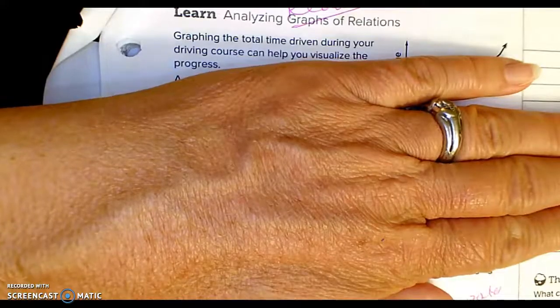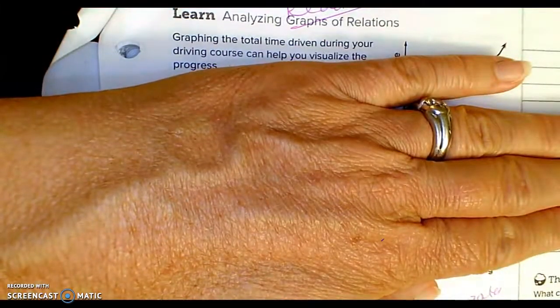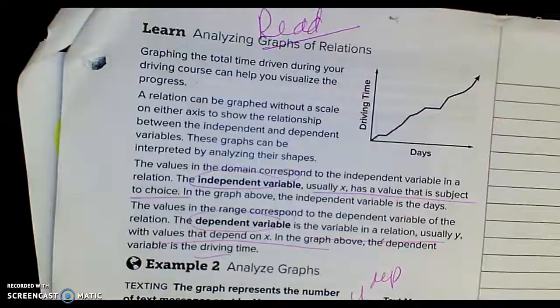Okay, I need you guys to read and annotate this next section. So go ahead and read it really quick, or slow. Just read it, and thoroughly.